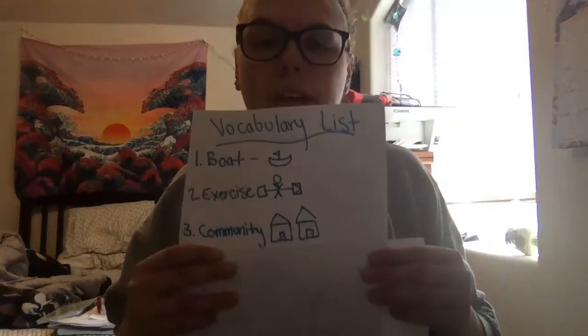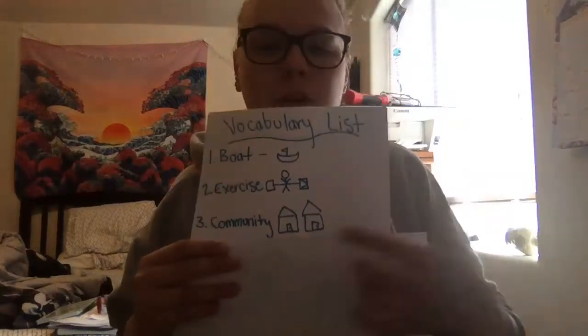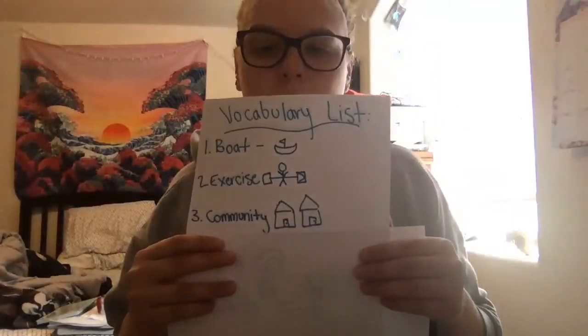Now, can anyone tell me what number 3 is? Community, yes, good job. Okay, so let's repeat the steps again for community. Oh, that one was pretty easy. Yeah, okay. So you guys came up with houses because we all live in some type of a community. So we drew 2 houses on the board to represent the word community.